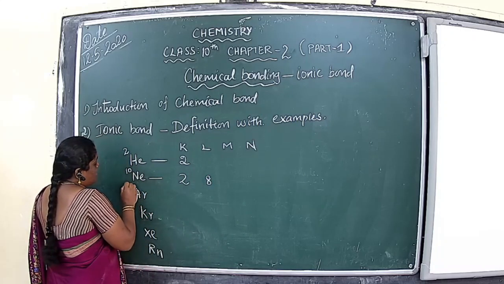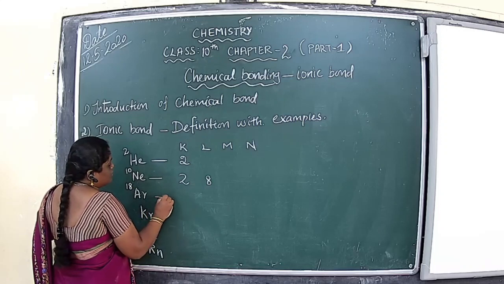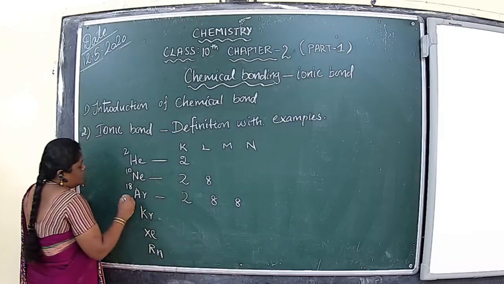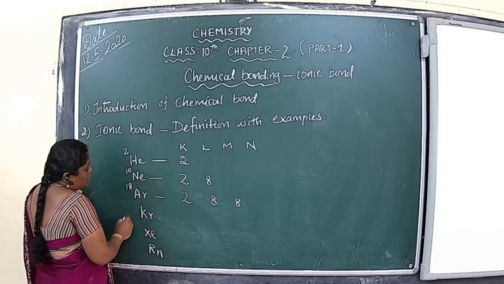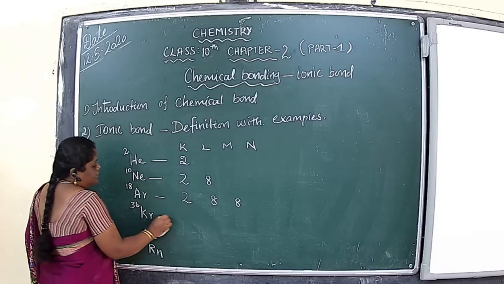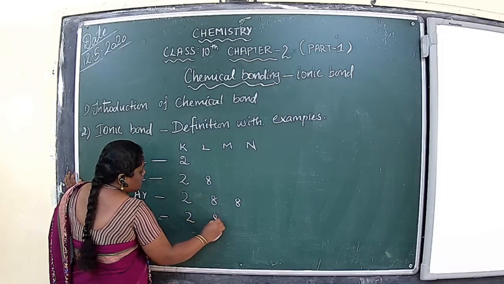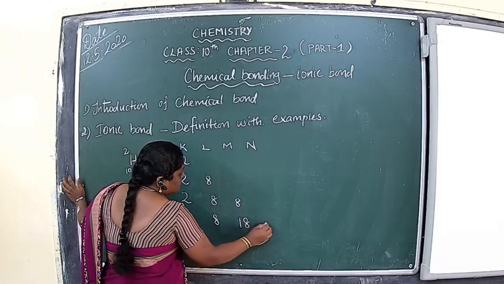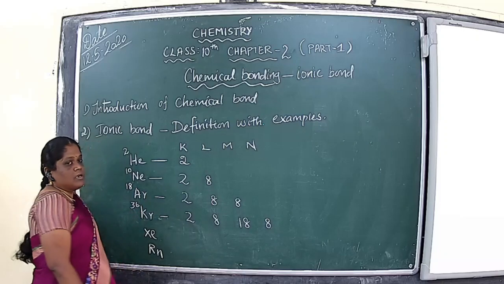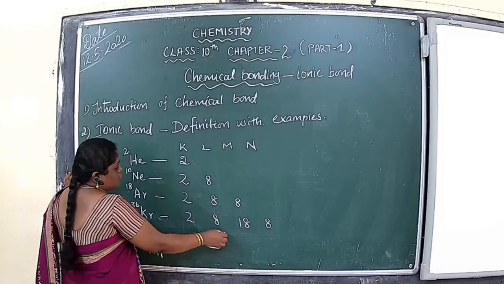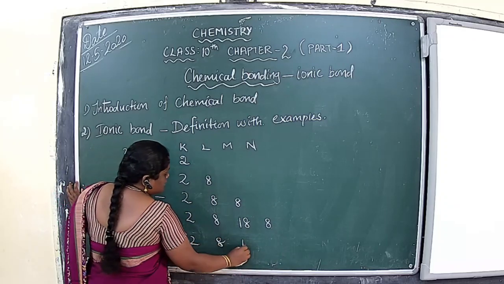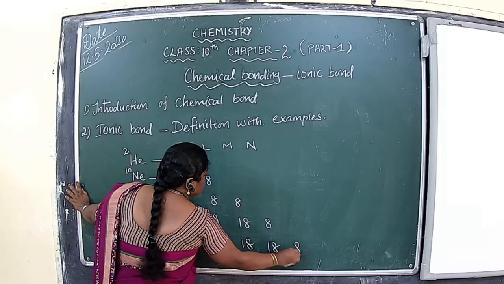Then argon is 18. The electronic configuration is 2, 8, 8. Then after that krypton. Krypton is 36, which means 2, 8, 18, 8. Understood? Like that, it continues with 8 in the outermost shell.